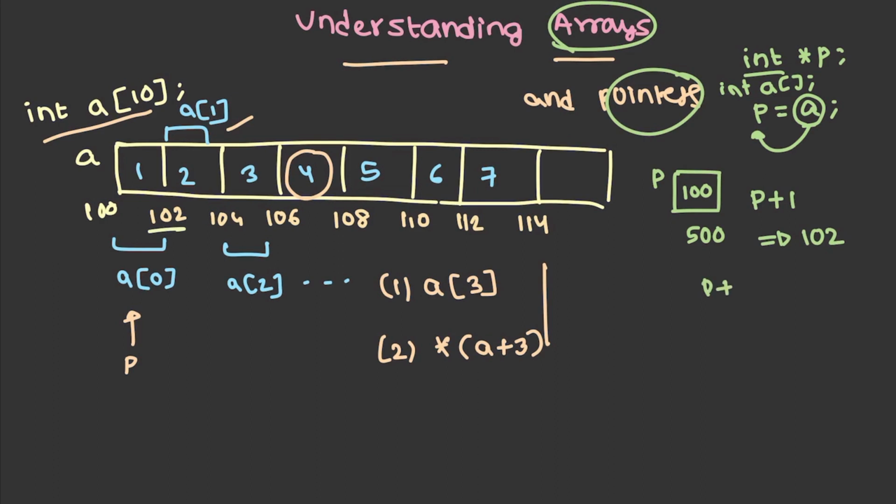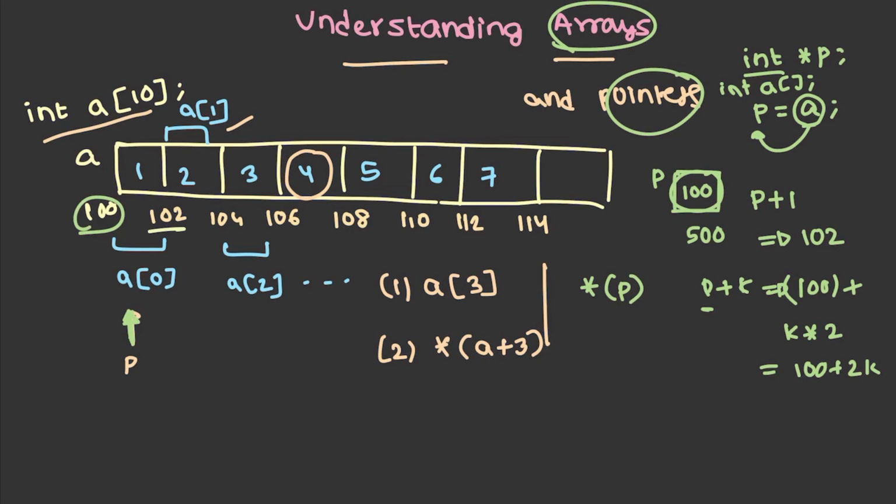If I write P plus K, it will be transformed to the base address of P, which is 100 in this case, plus K times the size of its data type, which is 2. So 100 plus 2K. We also know that if we want to access the content of this location, we can do it with the help of a dereferencing operator. If you remember, P is actually pointing to the start address 100 in this case. Now I want to access this location with the help of this pointer. Then this will become P plus 1, P plus 2, P plus 3.